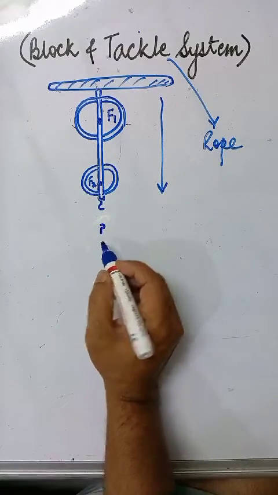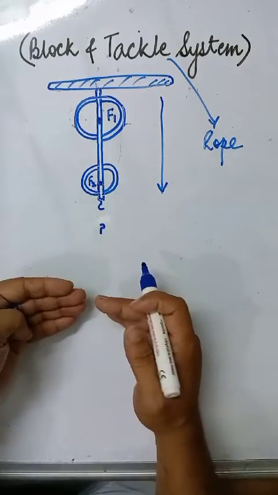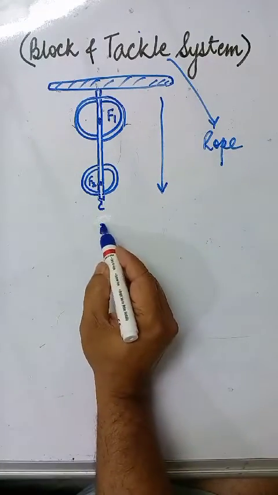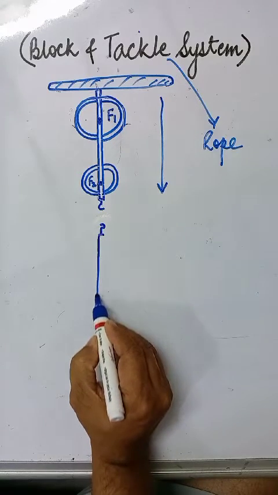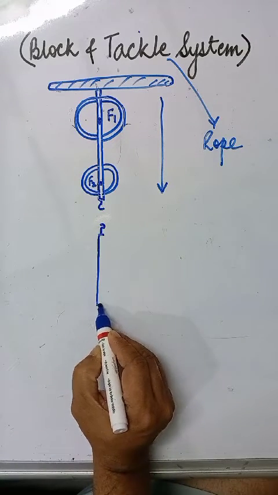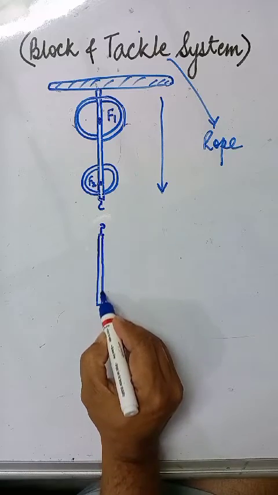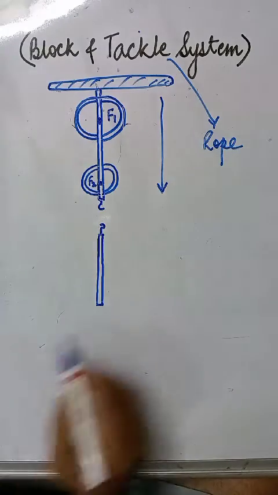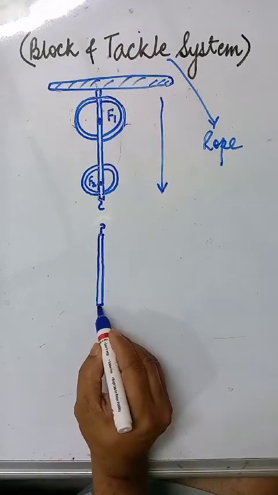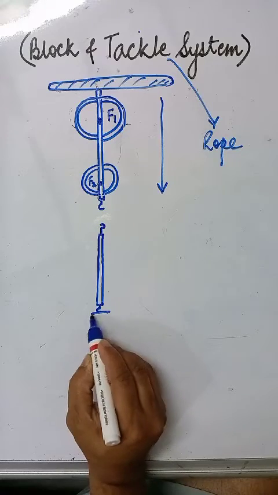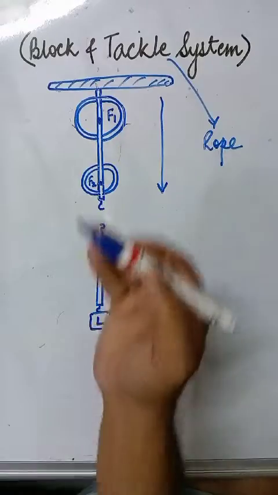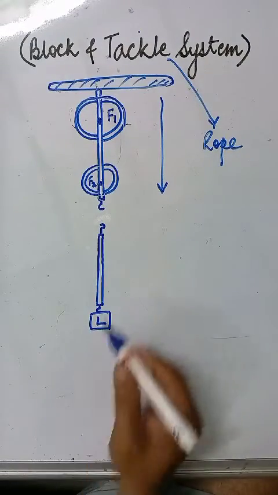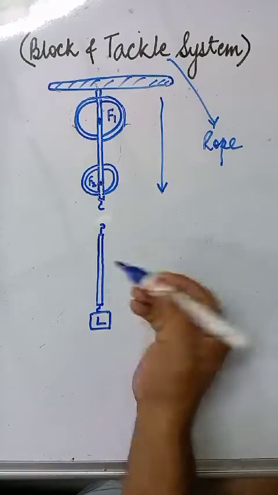Okay, so now this block, which is going to be the bottom block, has to start with the hook first. We will get to know the reason why the hook has to be at the top here in a short while from now. So obviously this will have the load at the bottom, something that has to be lifted up. So this is the load, and this is the downward block.